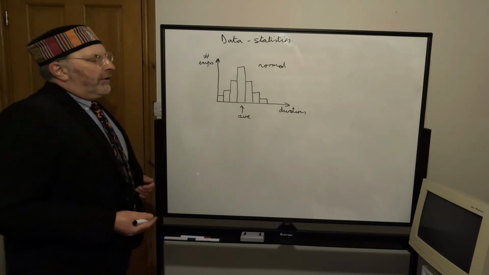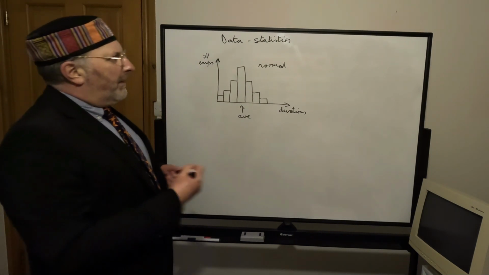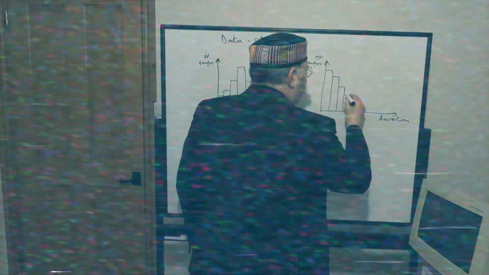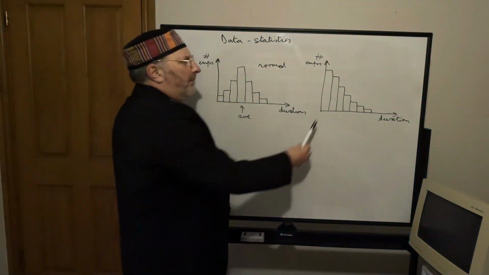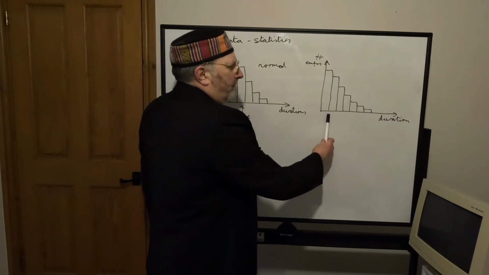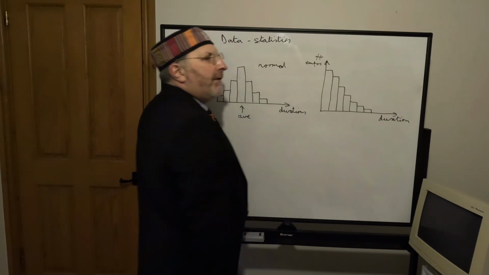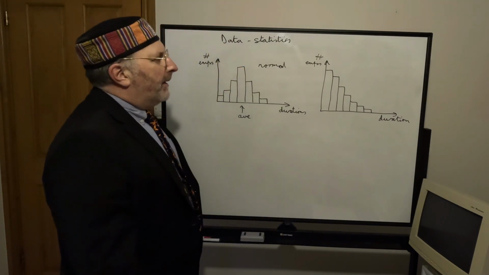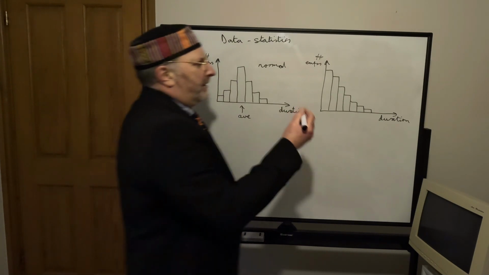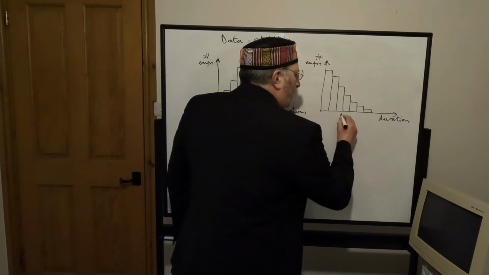But we might not get those kinds of statistics. We might get something different looking like this. So in this case, most empires last a short time. And the longer the duration, the fewer the empires that there are. And we could, in this case, calculate an average. It might be somewhere around here.